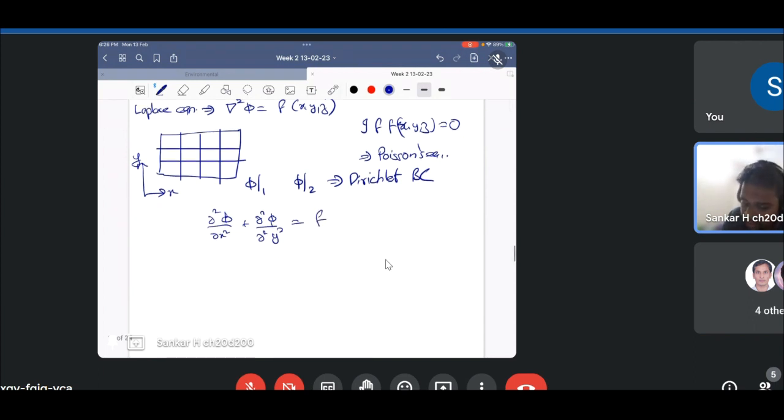When we discretize this, we get phi i plus 1 j minus 2 phi i j plus phi i minus 1 j by delta x square plus phi i j plus 1 minus 2 phi i j plus phi i j minus 1 by delta y square equal to f i j.